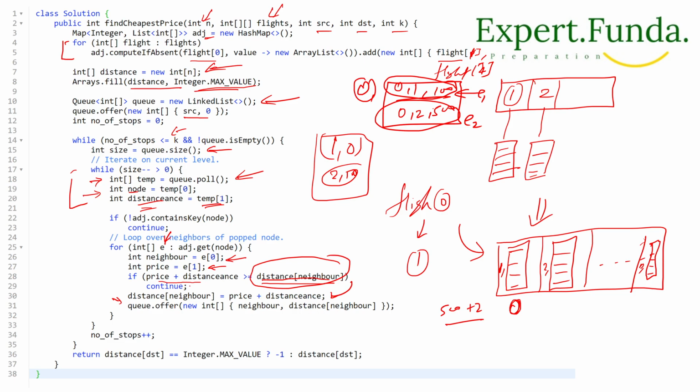So we'll check if price plus distance is greater than or equal to this. If so, we will continue, otherwise we'll update our distance at the neighbor. We will update it with the price and the previous distance that we have. Now what we should do here: at each level, once we go to our neighbor at the node, we'll add our neighbor and the distance at the neighbor, that we will pass and add into the queue, right, that we used to do here.